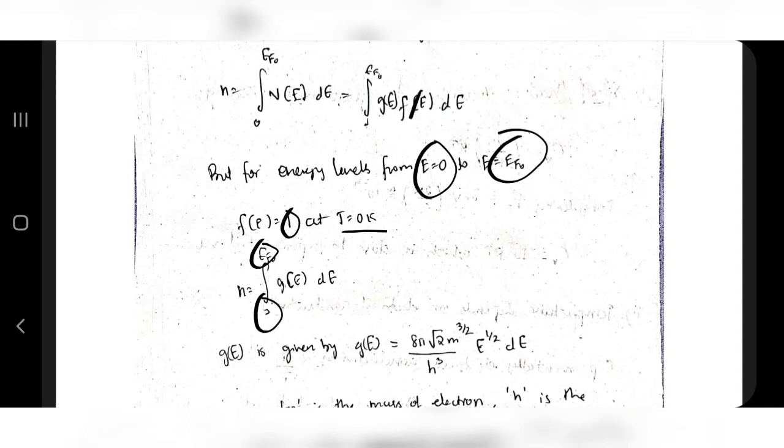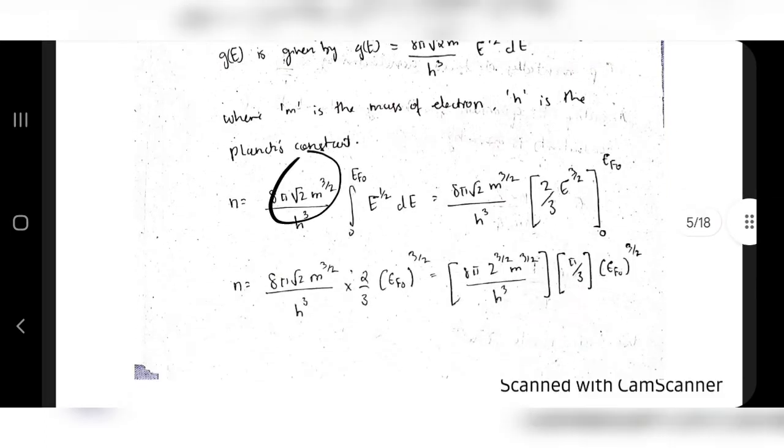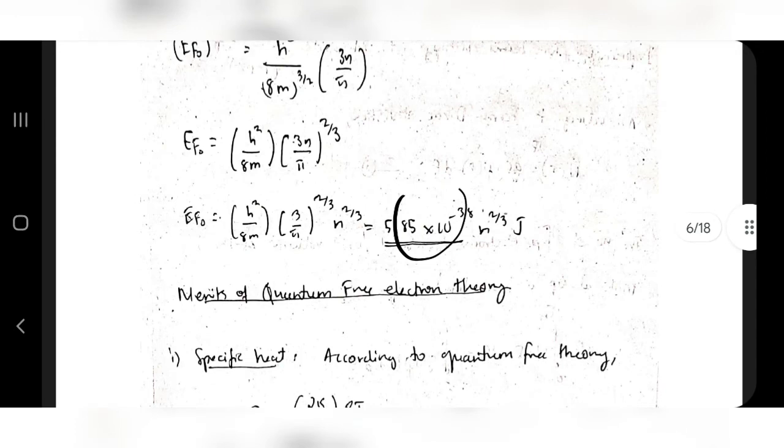So Fe's value becomes 1, and G is given by 8π√2 m^(3/2) / h³ into E^(1/2). We'll be substituting that and taking out the constants here, and then integrating this one. So we'll get this answer, and applying the limits, finally we get this answer. So that is the value of Fermi energy.